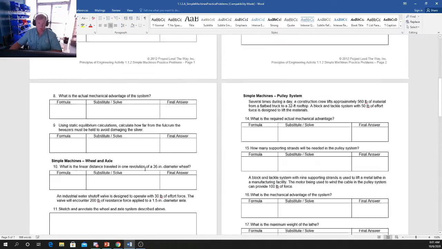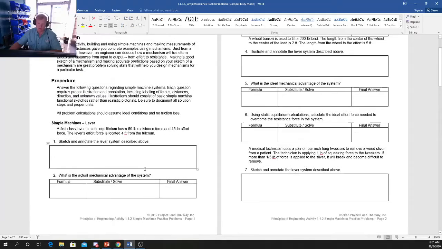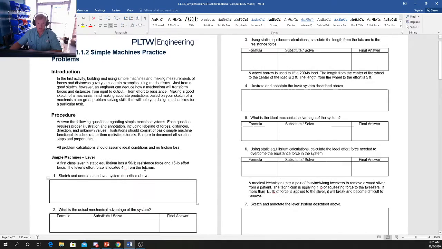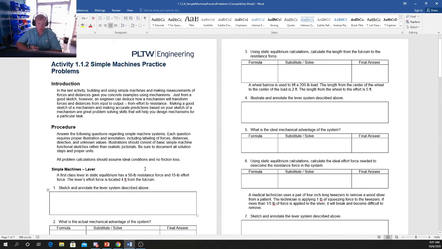There is a PowerPoint and there is a video explaining simple machines. So make sure you take some time and do this. Don't wait till Thursday to start doing it.